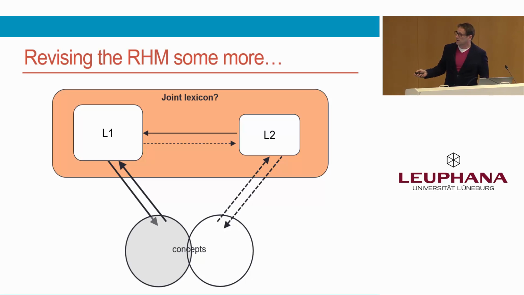Also, research so far has basically hinted at the fact that the words are not in separate lexicons, but that there's one big lexicon, and the words are embedded in there, and they're just linked in a network. That's why I put this nice box around the two words.